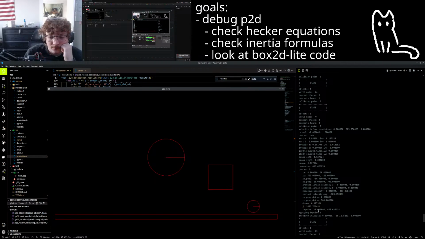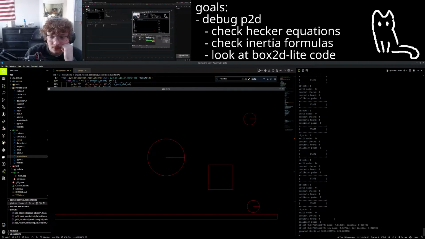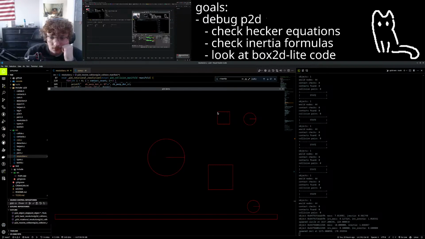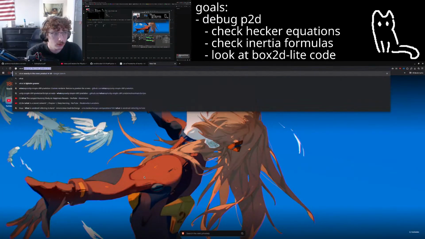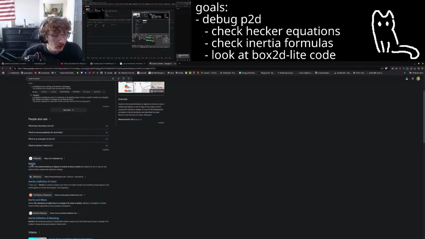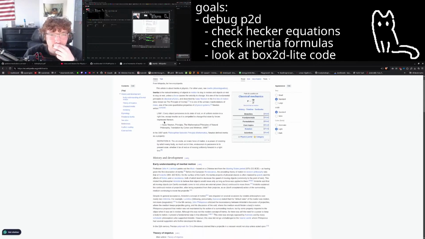But let's see. So inverse inertia is 1 versus the rectangle, its inverse inertia is 0.6, which seems... I think maybe I need to build some intuition about inertia. Specifically relationship to mass.